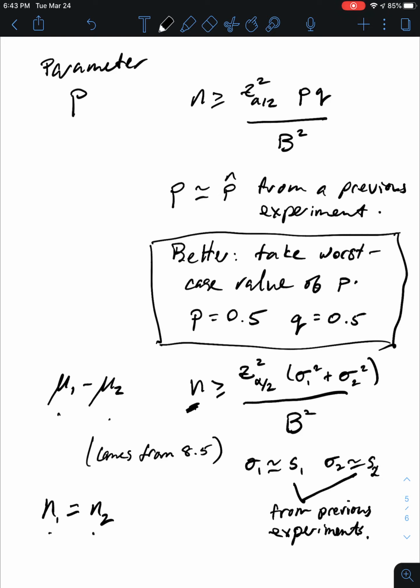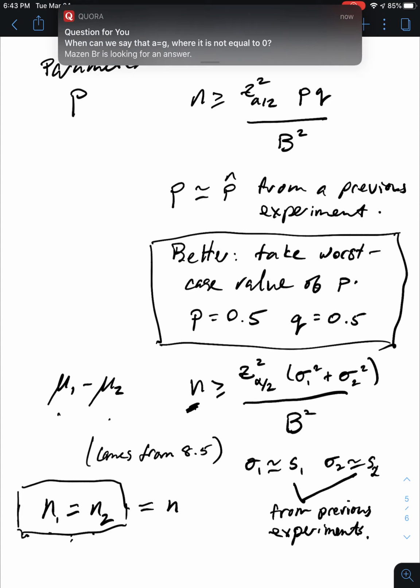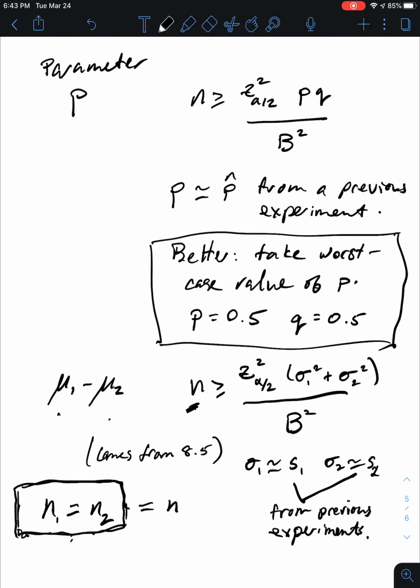So when it comes time to analyze the data, we still have to use the true numbers that resulted. But when we are designing the experiment, we make the assumption that n1 is equal to n2, and that they're both equal to that value n that comes out of this formula. So that is an additional assumption that we have to make in the two population case: we're going to start by assuming that the two populations are the same size, and then the formula gives us that value n, which we're going to use for both populations.